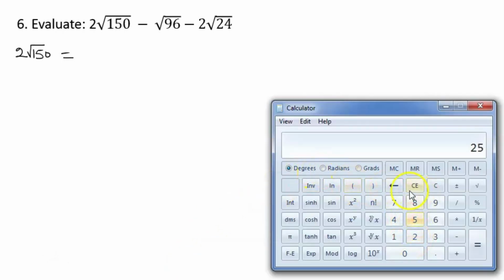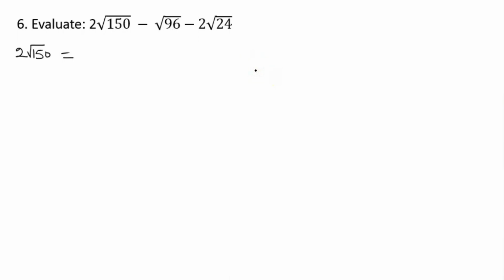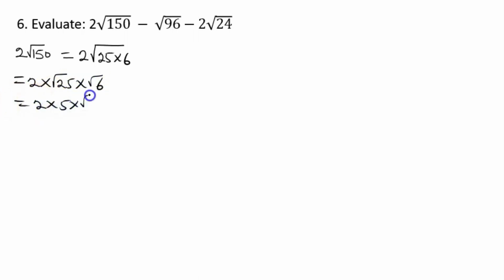150 divided by 25, that's 6. So this is the same thing as saying 2 into 25 times 6, which is equal to 2 times root 25 times root 6. That gives us 2 times 5 times root 6, which is 10 root 6.